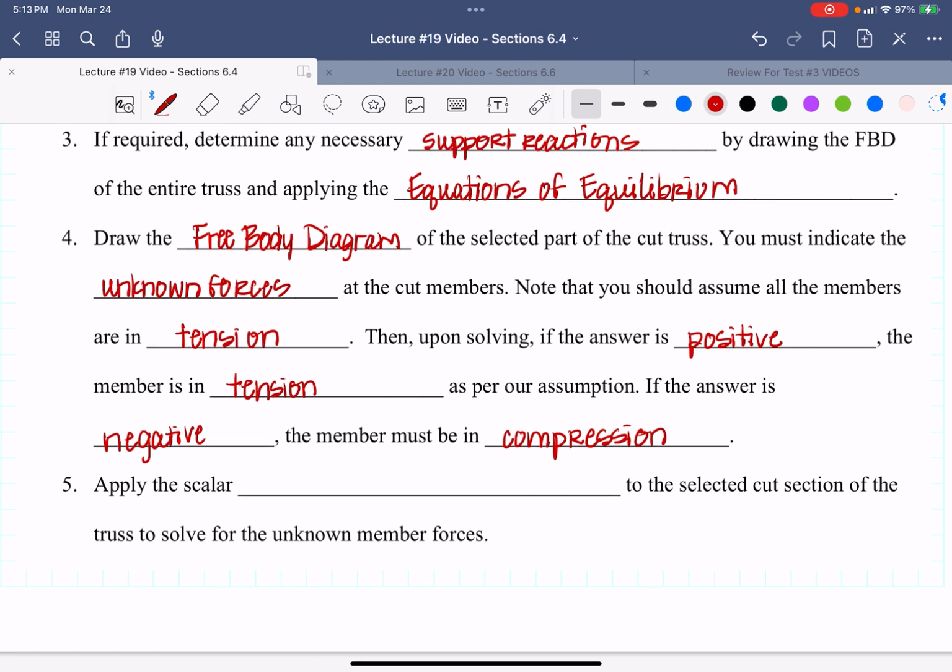So the last thing we're going to do is apply the scalar equations of equilibrium to our cut truss and solve for our unknowns.